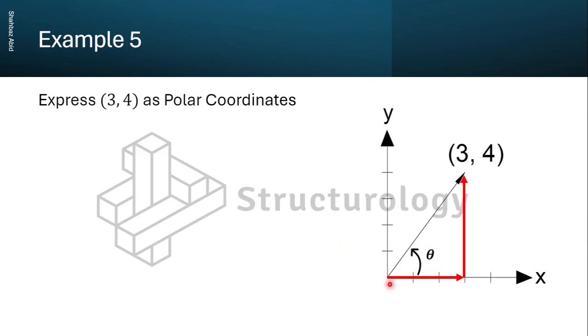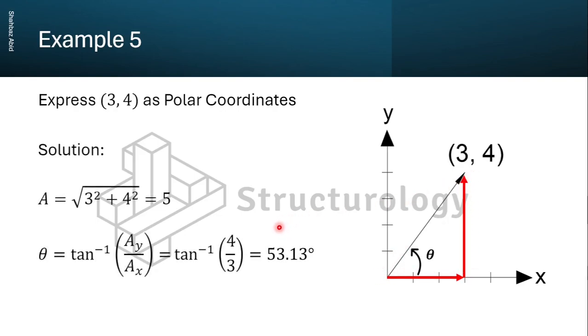Since we have traveled 3 units in the x and 4 units in the y, this has created a triangle, and we can again use Pythagoras theorem to get the magnitude a, for example, to be equal to 5 units. And if we want to calculate the angle theta, it's going to be perpendicular over the base, and tan inverse of that is going to give us the angle 53.13 degrees.